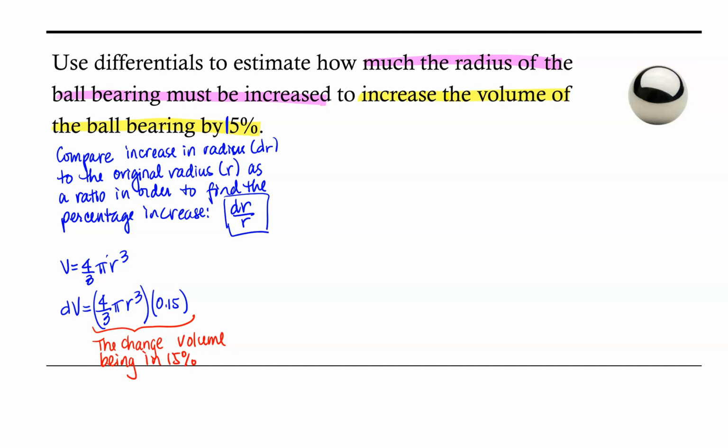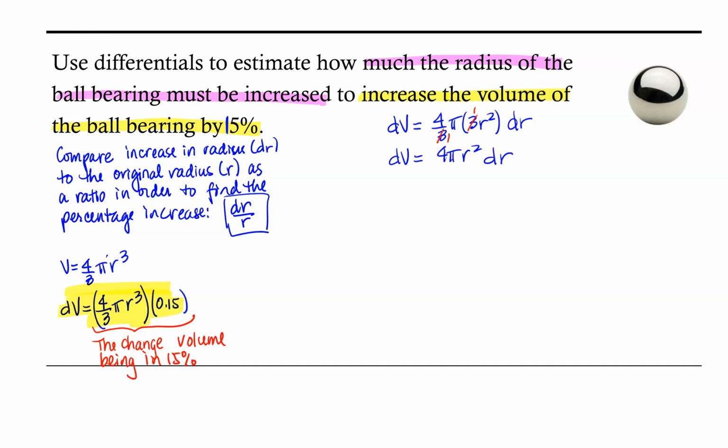Okay, now, so we have this notion that we want our volume to change by 15%. We also have our differential. Our differential, if we apply that to our volume formula, is 4/3 pi times 3r squared dr. Note that our 3's will divide out, and we end up with our differential being 4 pi r squared dr.